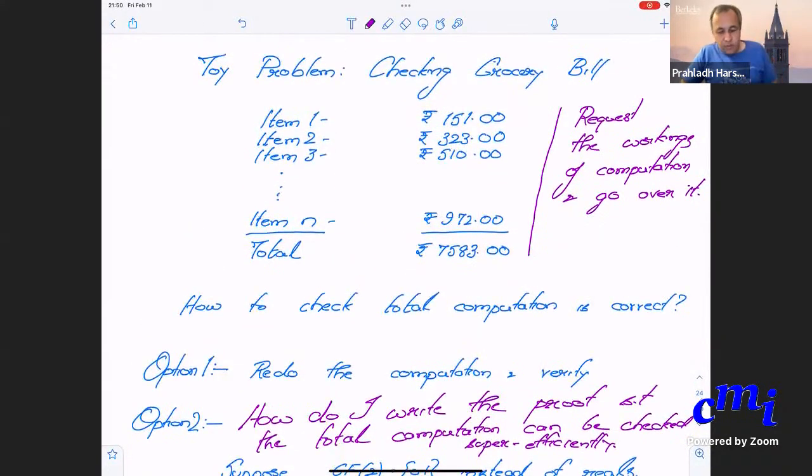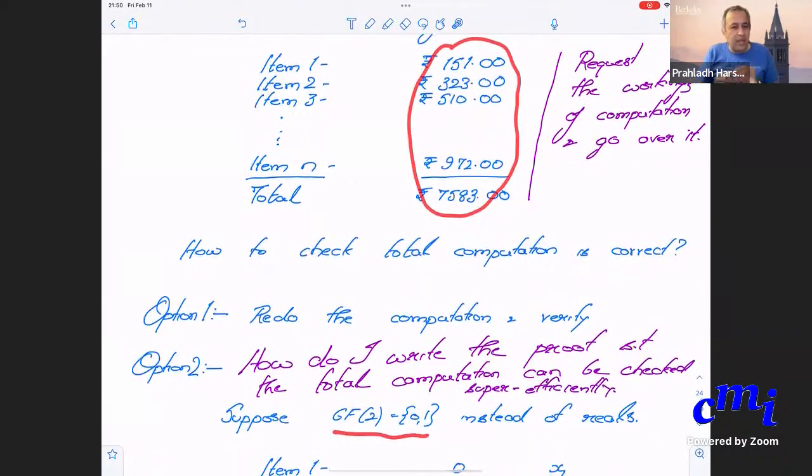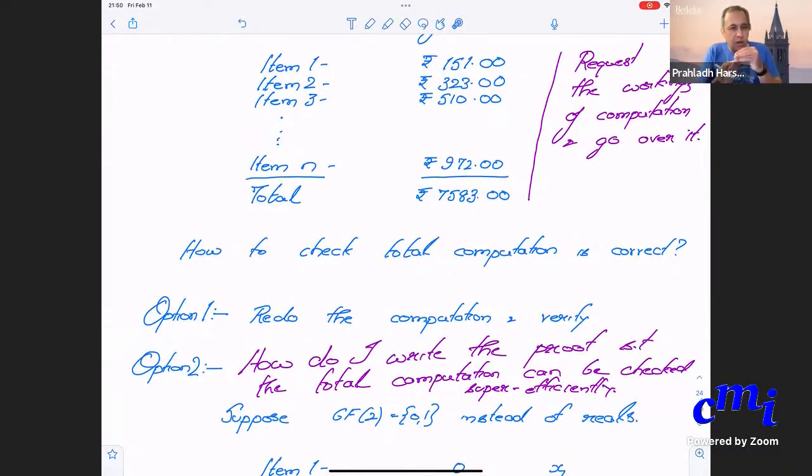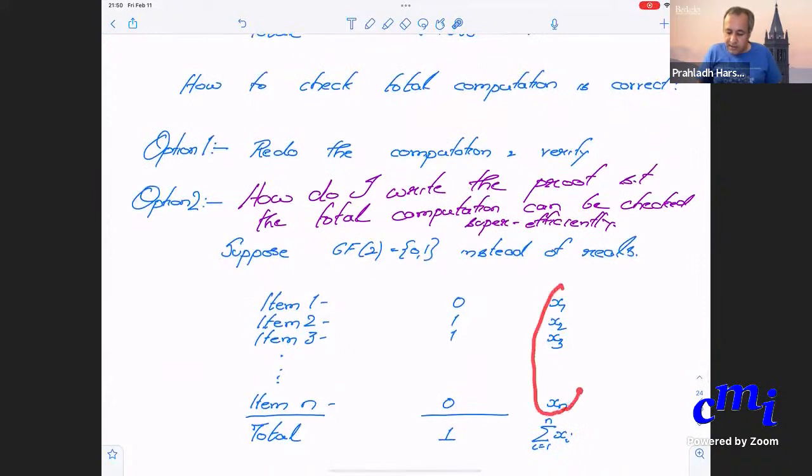To make the toy problem even simpler, so far these numbers came as integers. Let's assume they're actually not integers, but elements from the field GF2. They are just 0, 1 numbers, and the addition is just bitwise addition. 0 plus 0 is 0, 0 plus 1 is 1, 1 plus 1 is 0. It's GF2 addition. So in particular, I have n bits, x1 to xn, each of which is 0 or 1, and I want to check that the summation of xi is this particular number.